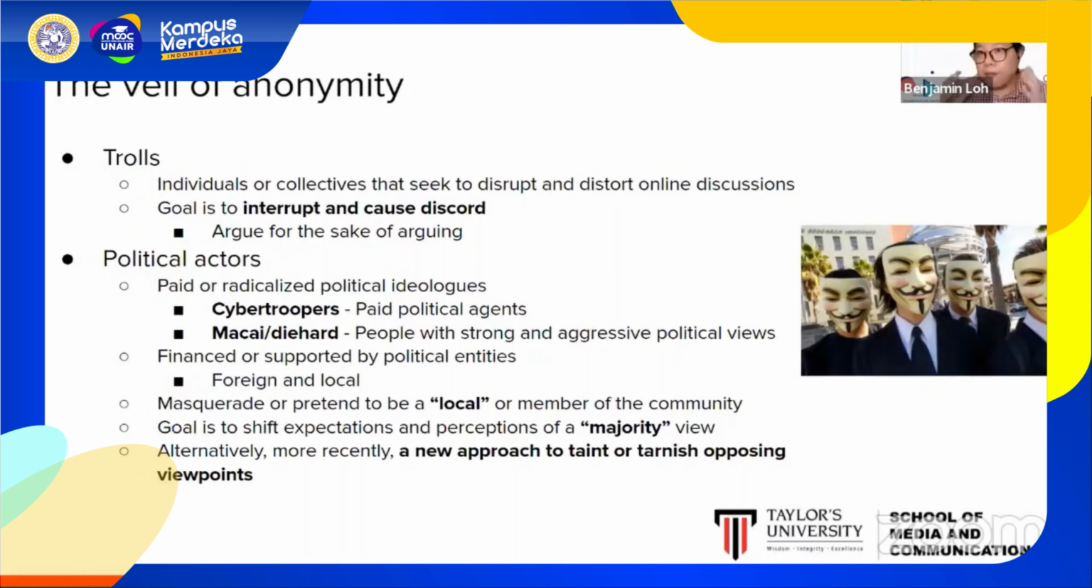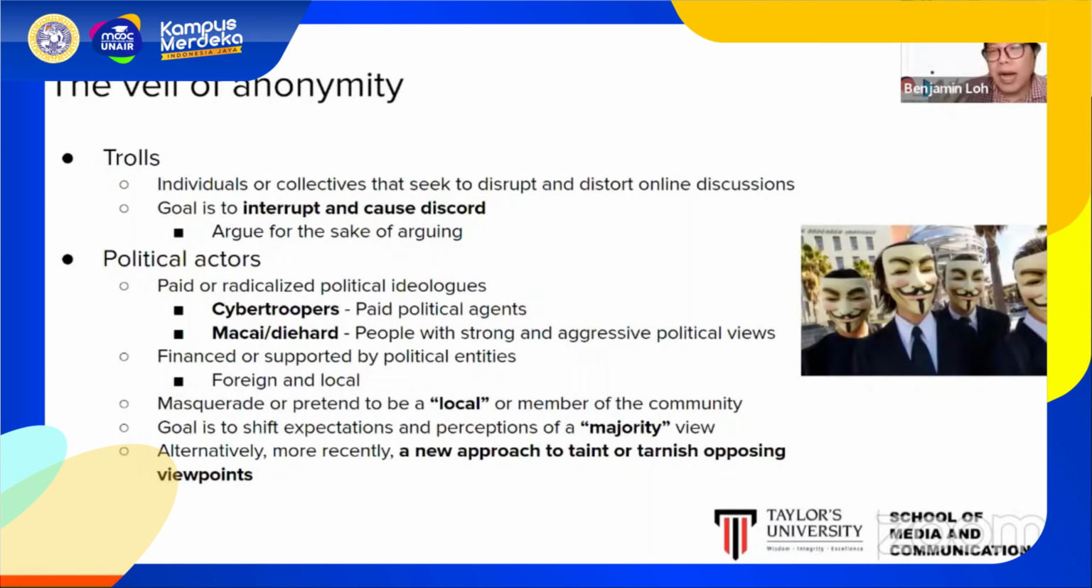And generally, the main goal of all of these political actors is that they want to shift the expectations and perceptions of the majority view. So if you get enough of these cyber troopers in a particular space and you get them to engage, to start posting, to start liking things, you can create the perception that actually, this is what the majority of the people here are talking about, when in actuality, they could actually be all these political actors as a result of that.